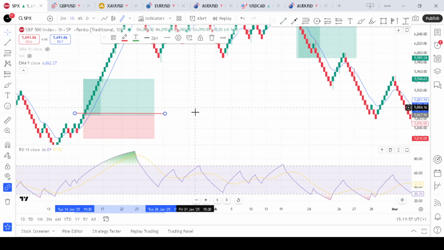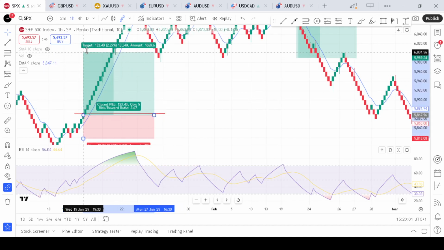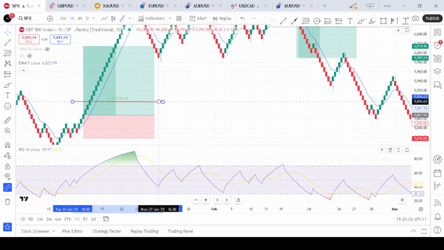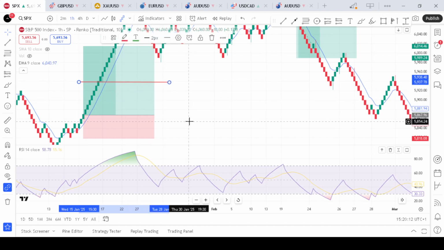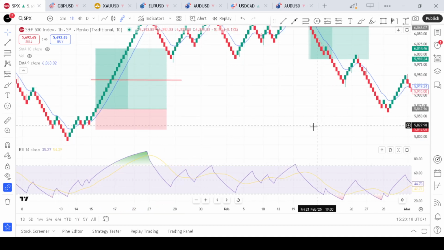Then we trail the stop behind each new brick. As price goes in our direction, you will trail your stop loss by each new brick that is formed to maximize your potential gain. This is how we set our stop loss and our take profit.